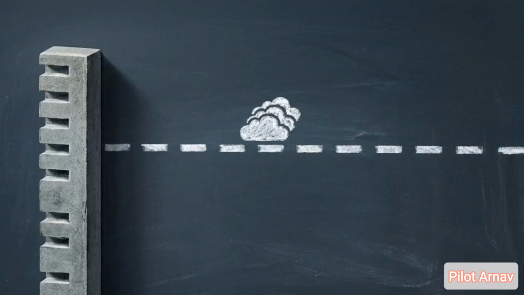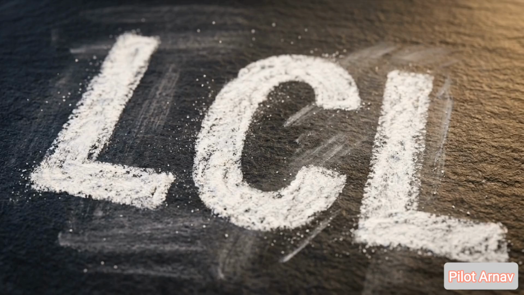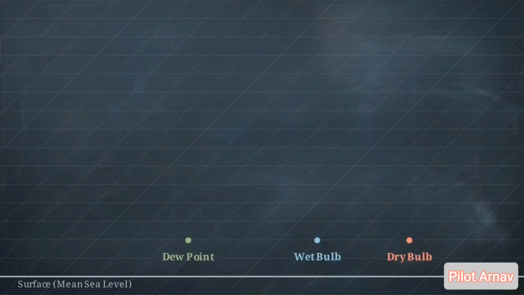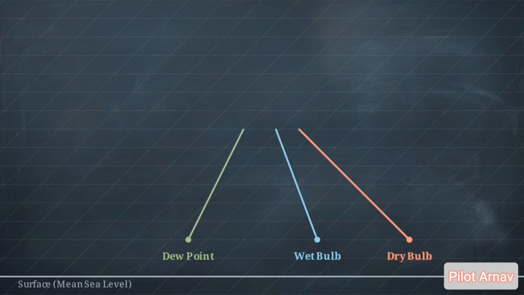The ultimate objective of reading a tephogram is to predict the precise altitude where clouds will begin to form. In aviation, we call this the lifting condensation level, or LCL. We find the LCL on this chart using a mathematical rule called Norman's theorem. According to the theorem, a forecaster tracks the upward trajectory of 3 specific temperature metrics: the dry bulb, the wet bulb, and the dew point. The theorem states that the exact altitude where all 3 of these lines intersect is the true lifting condensation level. This is the exact boundary where relative humidity hits 100% and cloud formation begins.